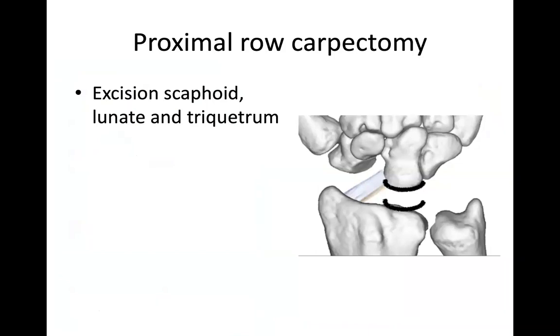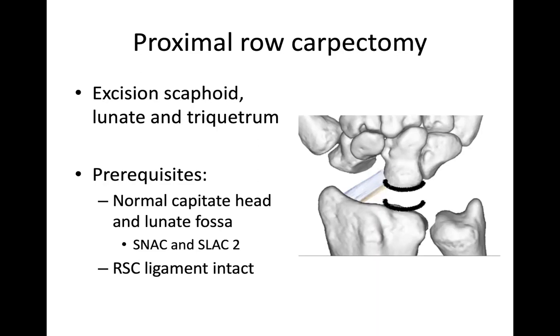All right, so coming on to proximal row carpectomy. This is where you take away the whole proximal row, the scaphoid, the lunate, and the triquetrum. And essentially what you have then is the capitate articulates with the lunate fossa, and that's where you retain your motion. So you need to have a normal capitate head and a normal lunate fossa.